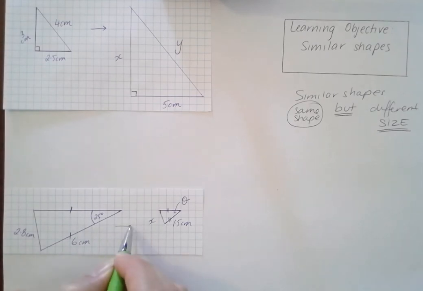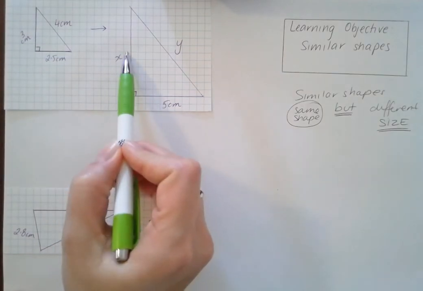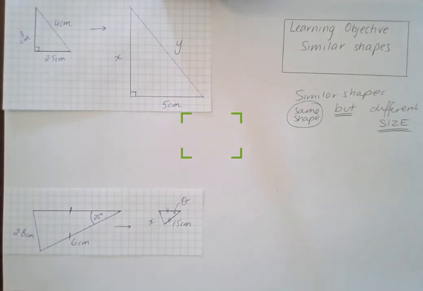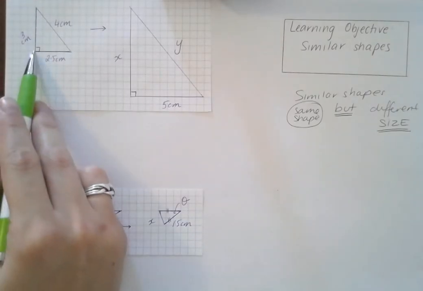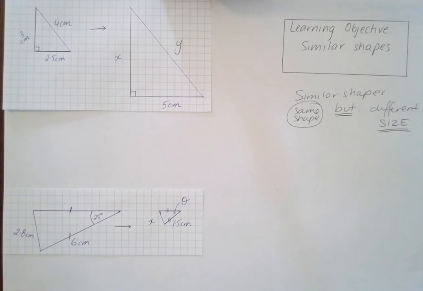So what we're doing is looking at the scale factor used to change them, and therefore we can figure out some of these unknown side lengths. Let's have a look first of all. I'll just try to focus this a bit more. So we've got this first shape here. We've got a 2.5, a 3, and a 4 centimeter side.